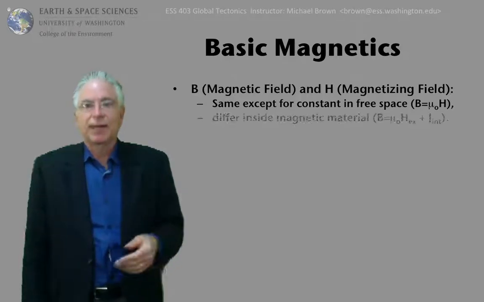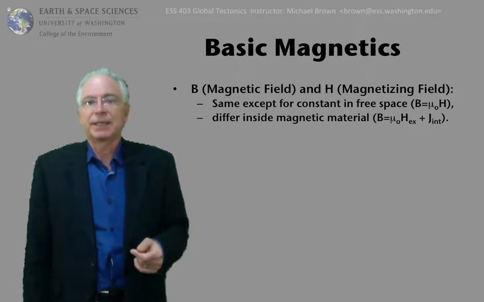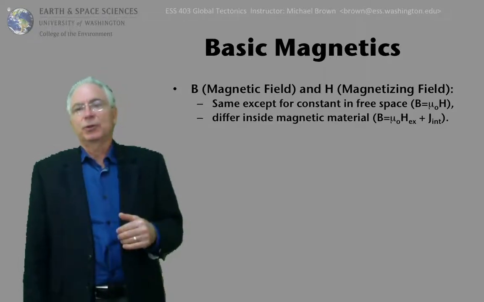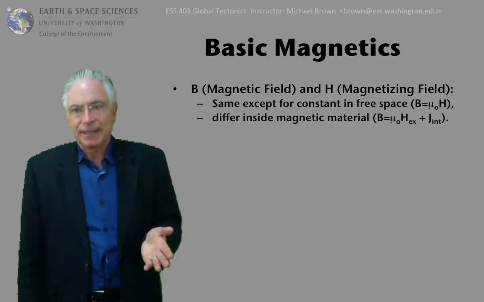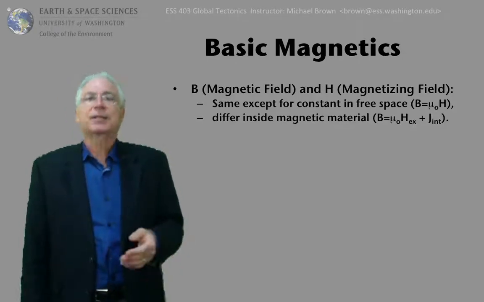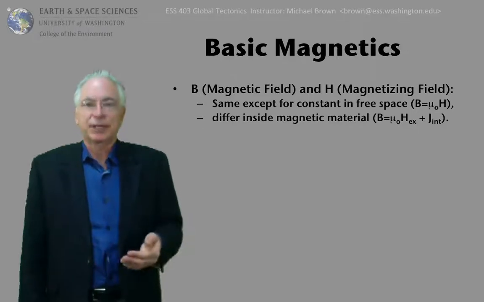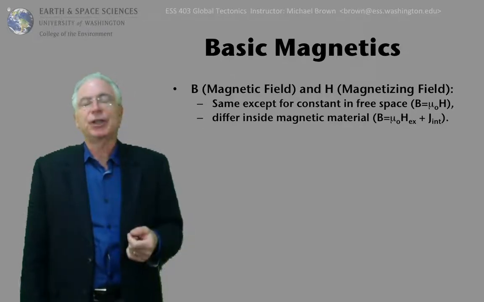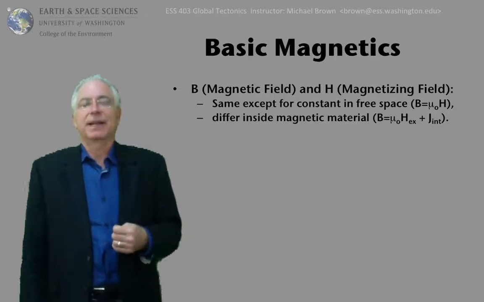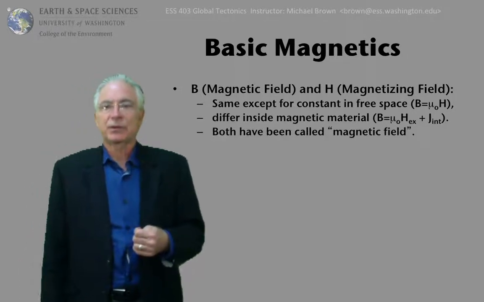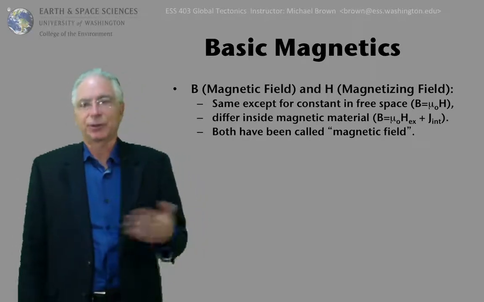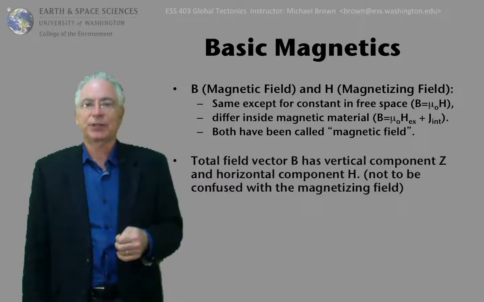Now, the difference really comes in inside of magnetic materials, where the magnetic field B is equal to the magnetizing field H times the susceptibility plus a magnetic polarization of the material. So the second term, J, is the magnetization of the rock adding to the magnetic field. So, remind you again, B and H have both been called magnetic field. You have to look carefully to see which is which.